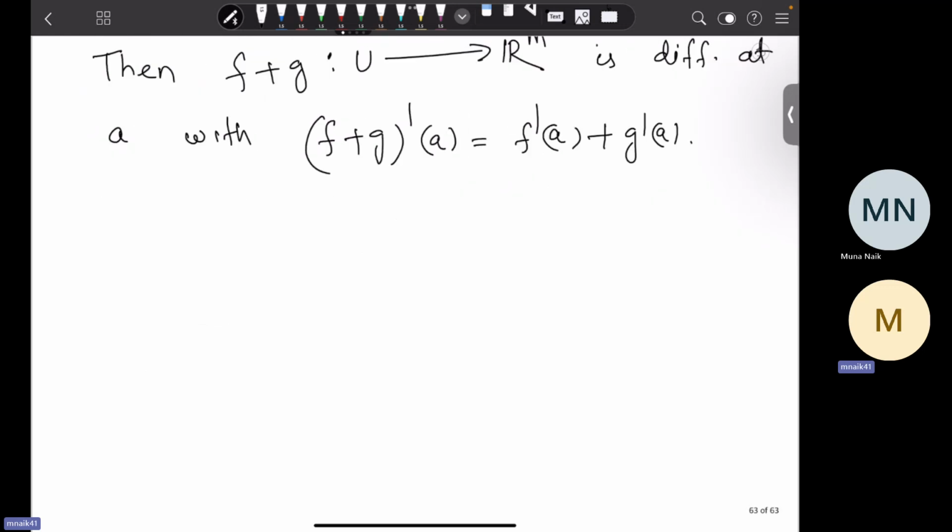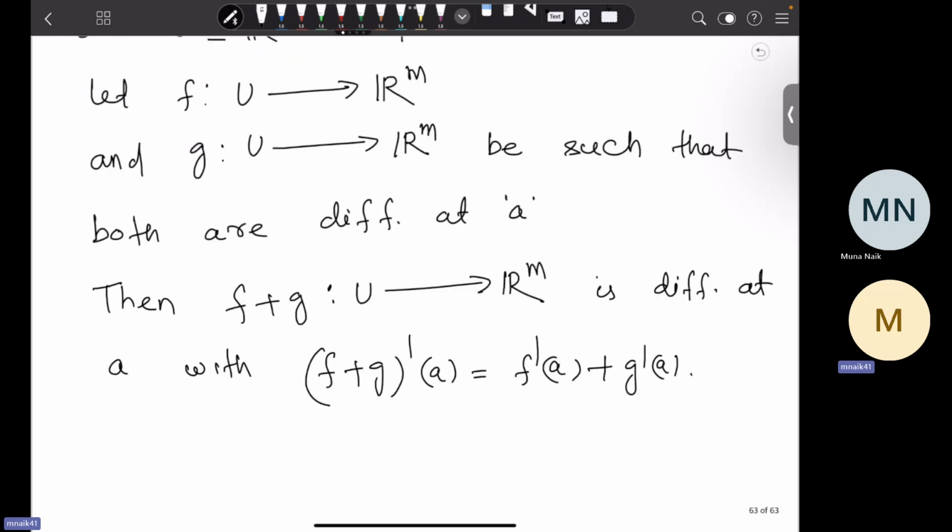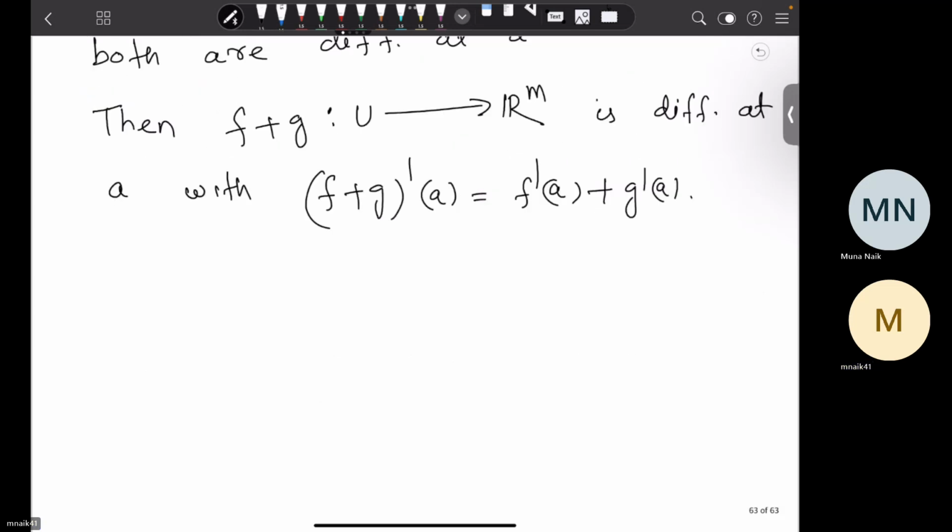If you look at the function f plus g, what is the definition of f plus g? (f plus g)(x) by definition is nothing but f(x) plus g(x). This is the definition of f plus g. The proof is pretty simple. You can try it as an exercise, or you can just pause and try it on your own. But for completeness, I am giving the proof.